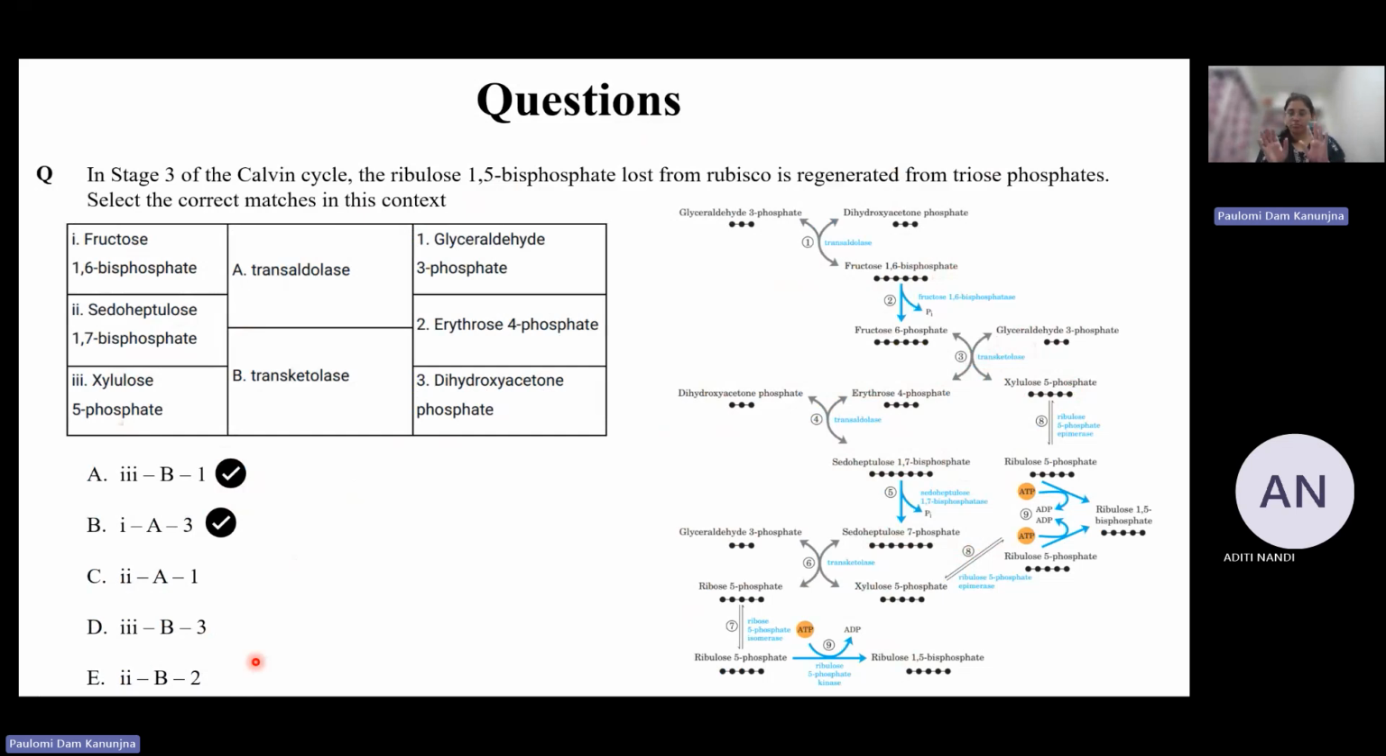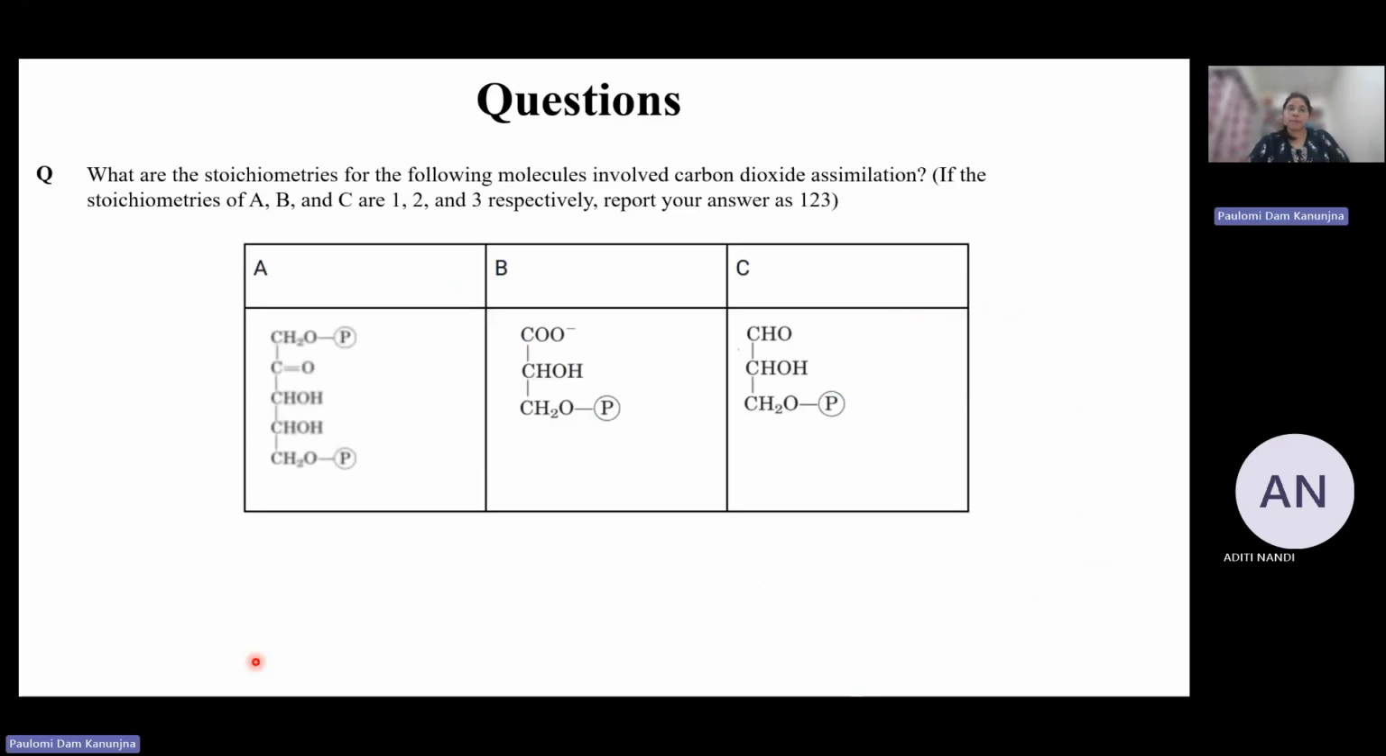So I understand why it would be confusing, but if you look into this schematic, it will become easier. But was it easier to follow with me right now? Cool. Thank you. Okay. Now, what are the stoichiometries for the following molecules involving carbon dioxide assimilation?